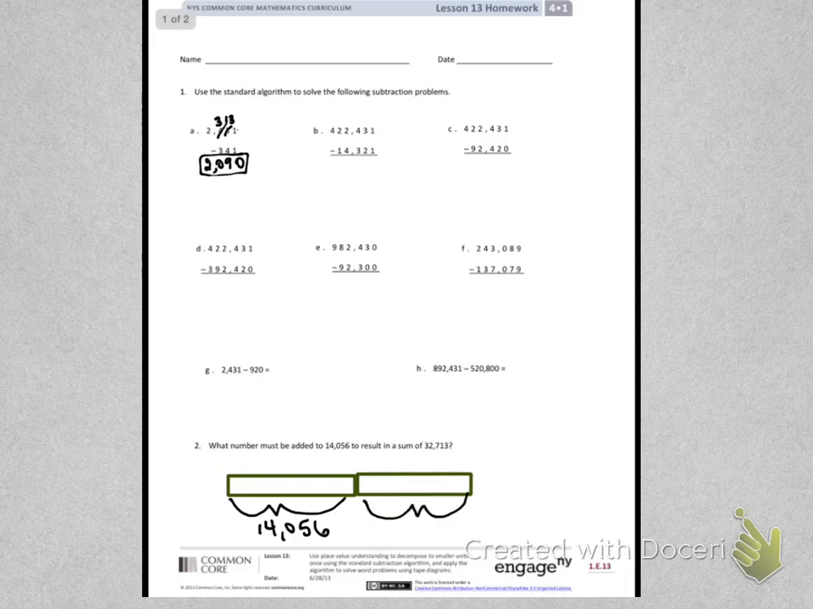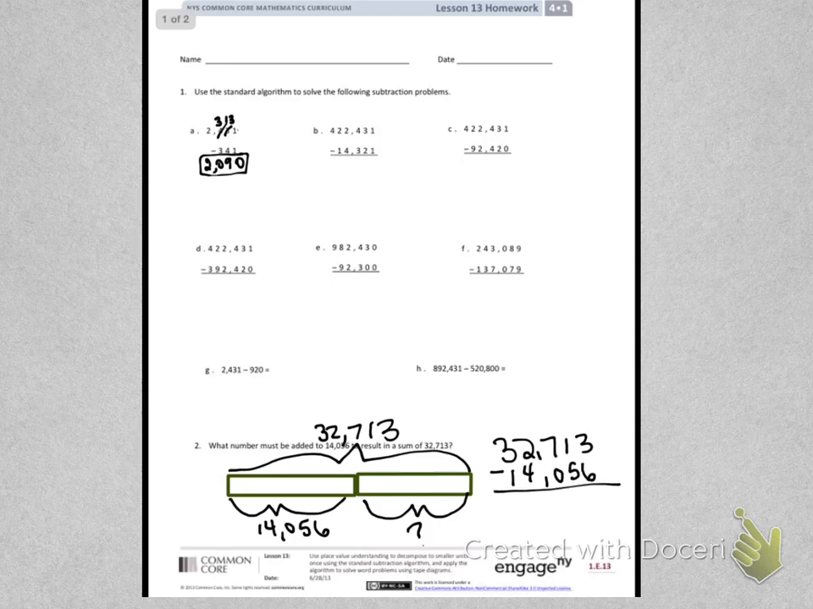What number can be added to that so that the whole thing must add to 32,713? We know that 14,056 plus our question mark equals 32,713. So to find out what our question mark is, we need to subtract 14,056 from 32,713. And that will give us what our missing number is.